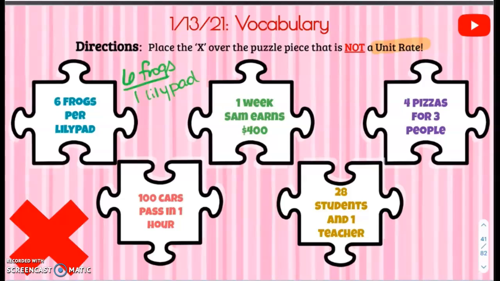Down here, 100 cars pass in 1 hour. In 1 week, Sam earns $400. Remember, money on top. $400 for 1 week. 28 students and 1 teacher.